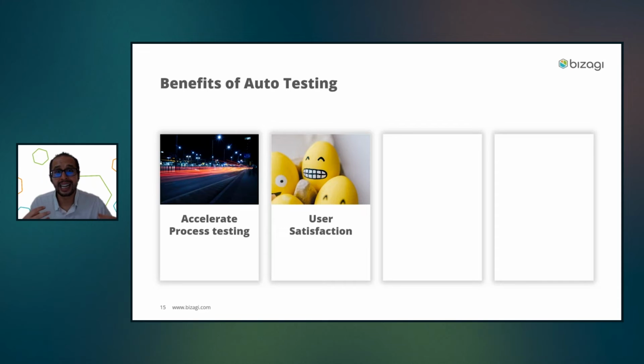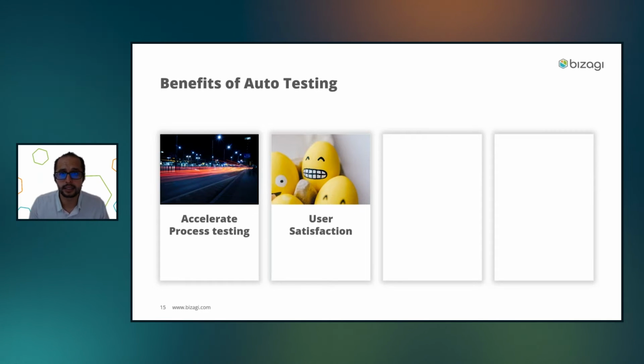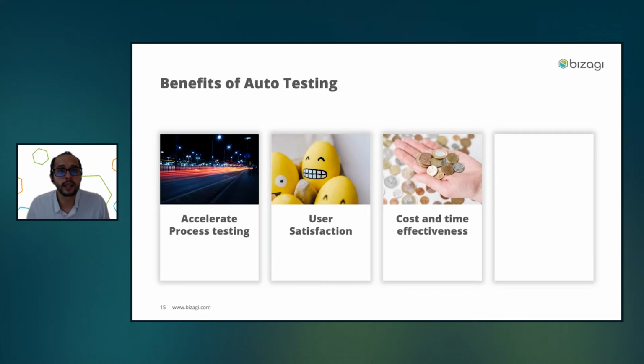benefit for those users. And then you don't have to go back multiple times to let them know that this is good for them. So user satisfaction is something really important that we can achieve if we're able to execute our tests in a proper way, in a fast way, right? The third one is definitely cost and time effectiveness, right?